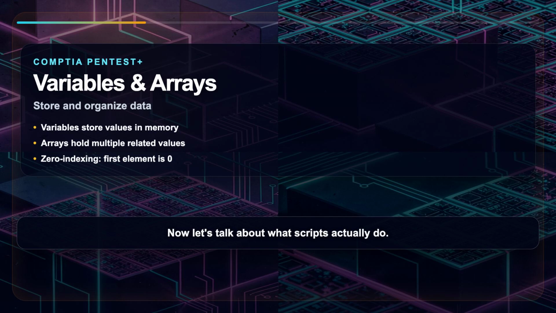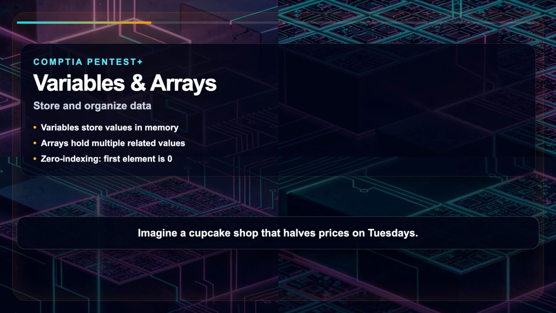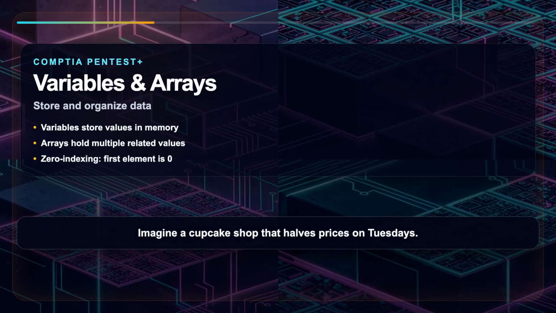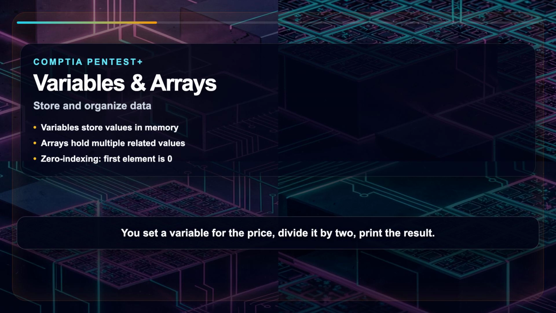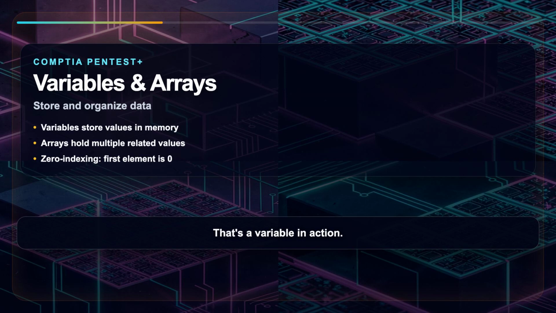Now let's talk about what scripts actually do. Variables store information in memory. Imagine a cupcake shop that halves prices on Tuesdays. You set a variable for the price, divide it by 2, print the result. That's a variable in action.